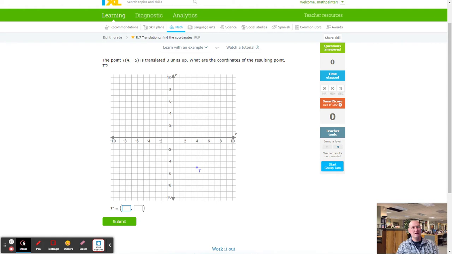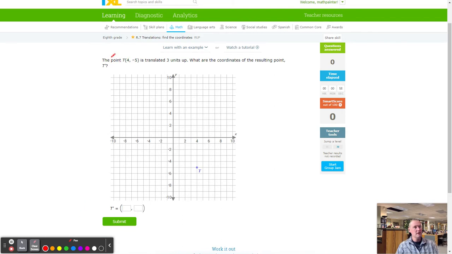Today we're going to IXL R7, translation and find the coordinates. Now, if you did R6, that would be very helpful before starting this IXL. This IXL is very similar, but instead of placing the coordinate on the graph, you're actually going to write the location of the coordinate. Let's go and get started and check this one out.